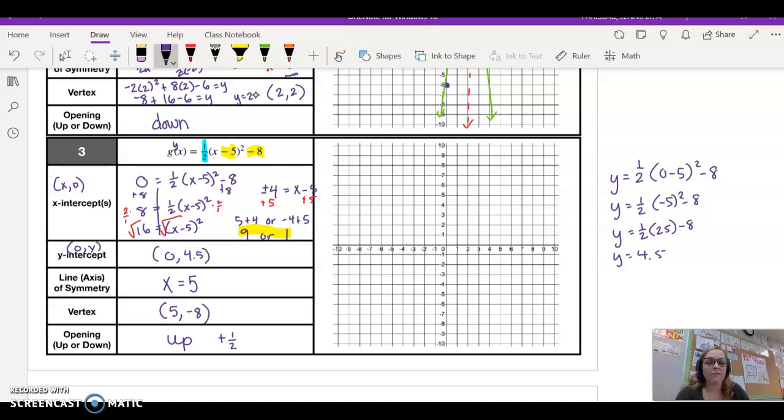is I'd have to go ahead and graph everything. Okay, so I have to put an x-intercept at 1, x-intercept at 9. Then my y-intercept is (0, 4.5), so about right here. My vertex is at (5, negative 8).